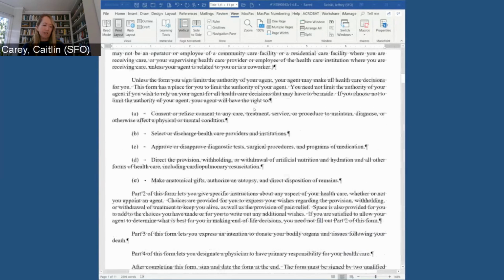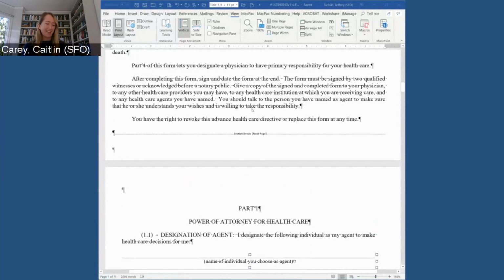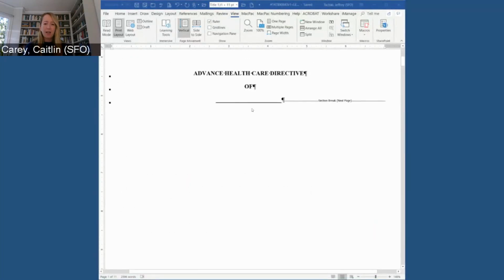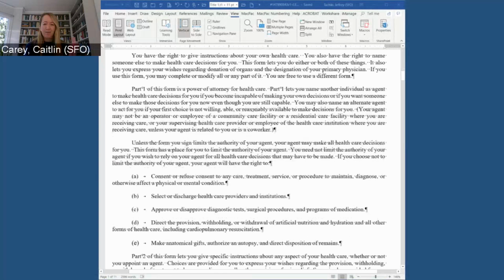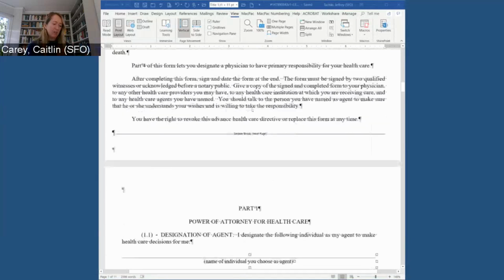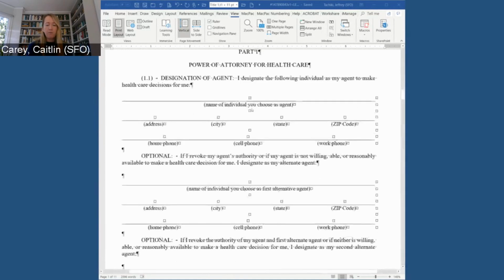We just scrolled past the first page, and on that page was a spot for you to fill in your name. I think that's straightforward, so I won't go back. Or, I did go back. There you go. That's where you should fill in your name. Then scrolling down to what's marked as page 2, starting with part 1, this is where you designate the agents that you wish to make healthcare decisions for you if you are not able to make them for yourself.